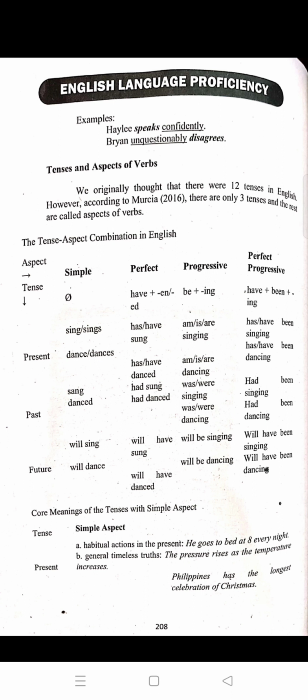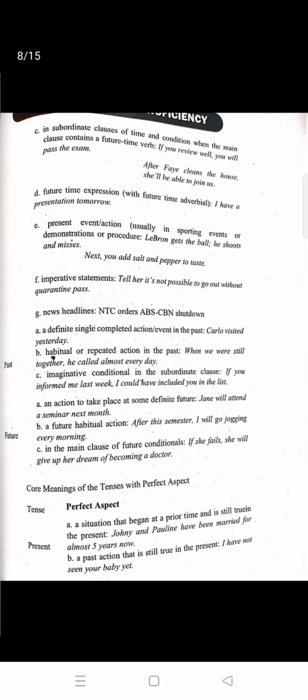So, when your tense is present and you are in simple aspect, it expresses habitual action in the present. When we say habitual, it's always being done. So, he goes to bed at 8 every night. So, it's done every night. Next, general timeless truths. The pressure rises as the temperature increases. So, those are simple present verbs.